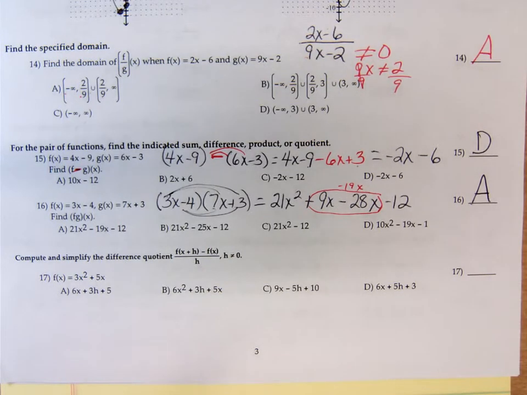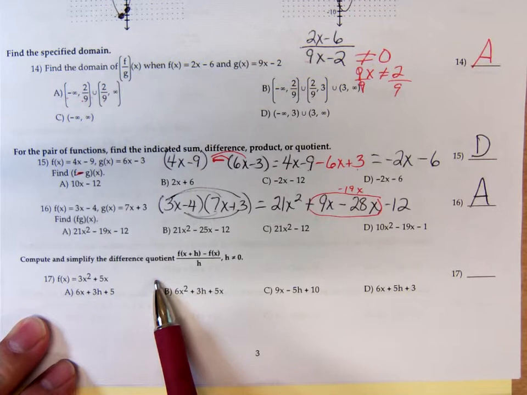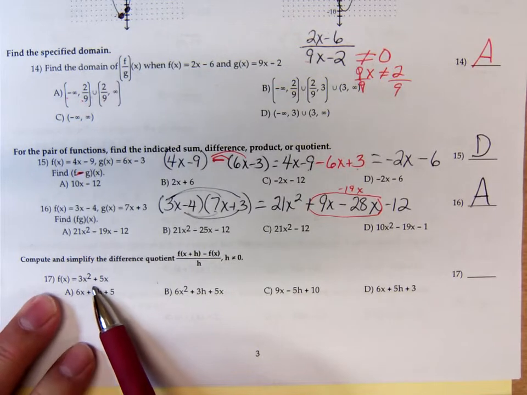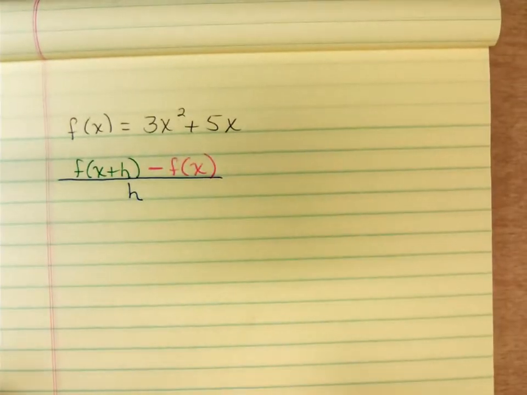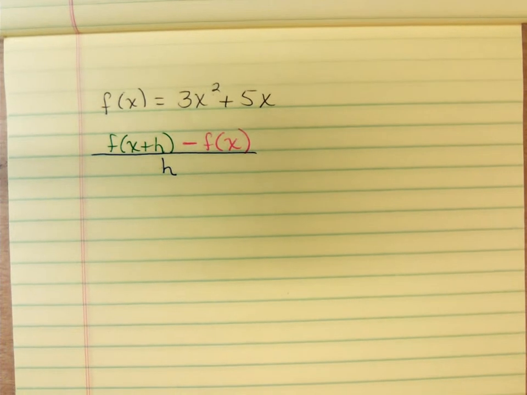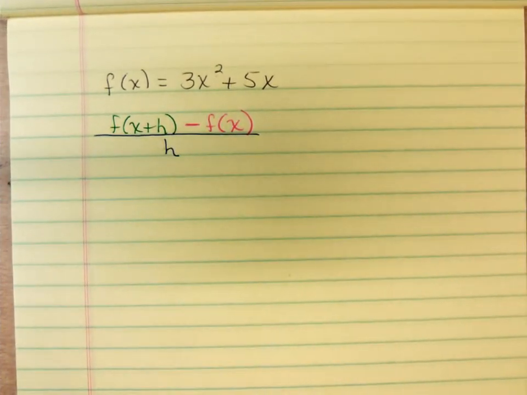We're continuing to work on the review sheet that I started for Test 2 in my face-to-face class. We're up to number 17: compute and simplify the difference quotient, f of x plus h minus f of x all over h, for the function f of x equals 3x squared plus 5x. I've already written it out, and I'm going to color code what I'm going to do here.